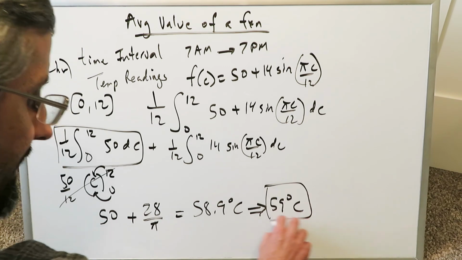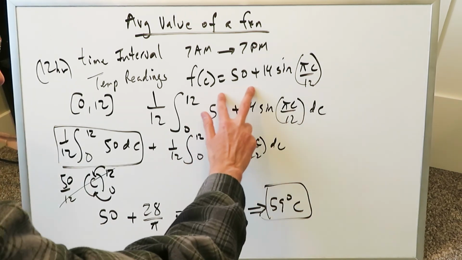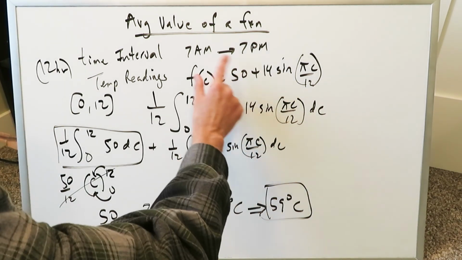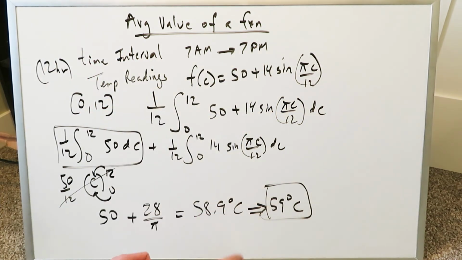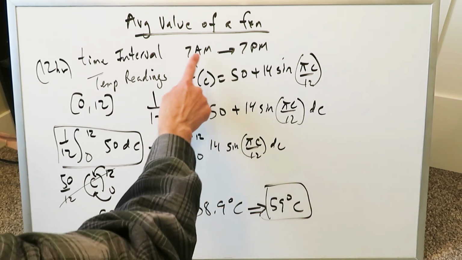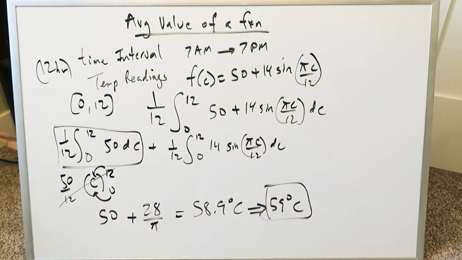What does this 59 degrees Celsius mean? Well, it's a value obtained from this temperature model over this entire 12-hour interval for this particular city. This right here represents the average temperature of that specific city over this time period. If someone were to ask you, from 7 a.m. to 7 p.m., if you had an infinite number of recordings coming in, what would be the average of all of those recordings? Well, it would be 58.9, or you can just say 59 degrees Celsius.